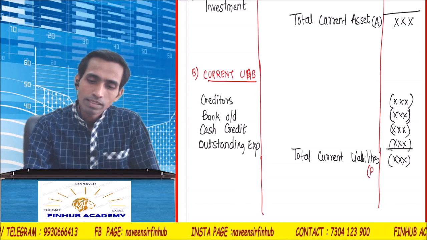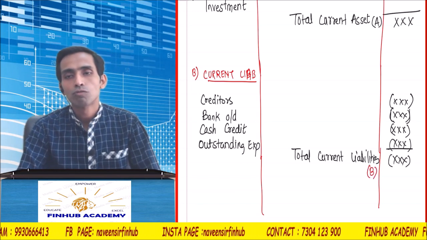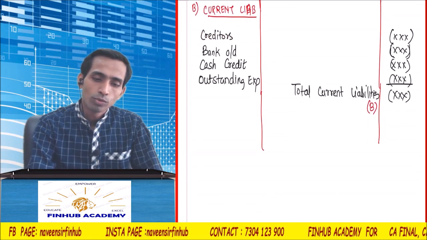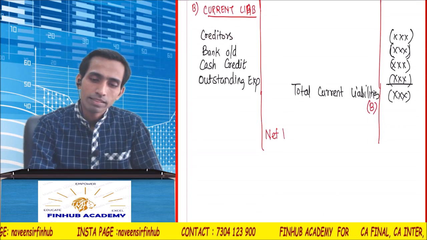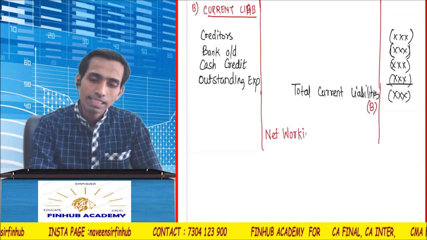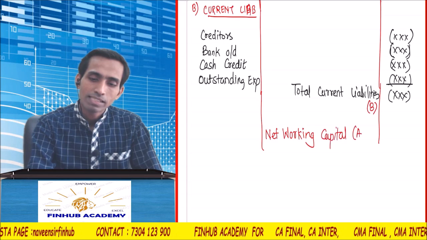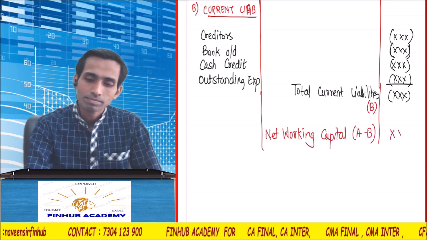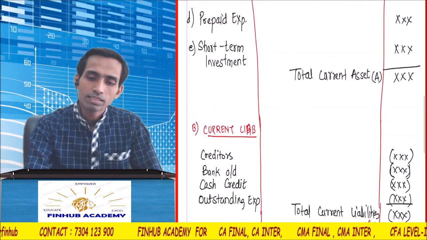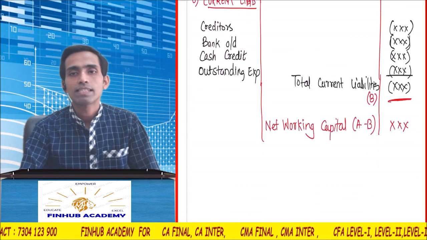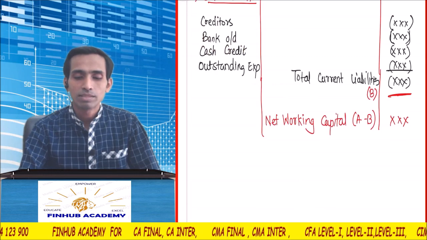This is B, right here, total of B. What you will get is net working capital, that is A minus B. This is A, this is B. A minus B is net working capital, current assets minus current liabilities.